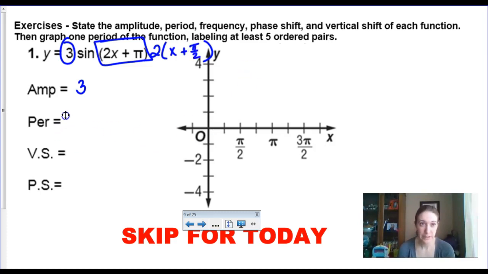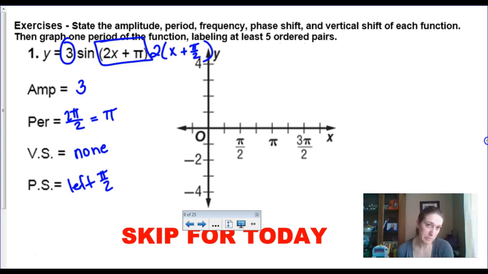So the period is 2 pi over b, which we just found out was a 2. So it's pi. There is no vertical shift, because it's not a plus or minus anything off to the side. But there is a phase shift, this time of left pi over 2.